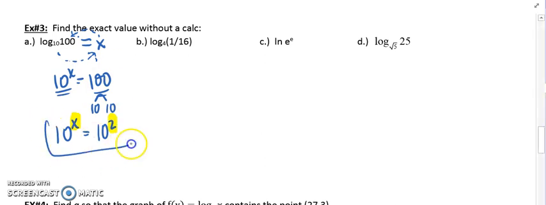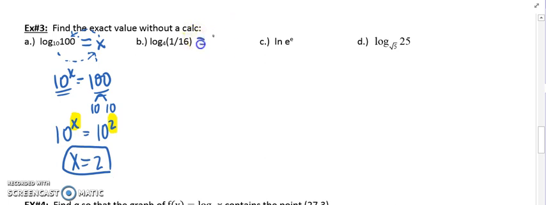And every year I get students that just box this as the answer. No. That's not the answer. I want to know what is x. So x is 2. Again, we don't know what this one is over here. Set it equal to x. Do the circle. 4 to the x equals 1/16.